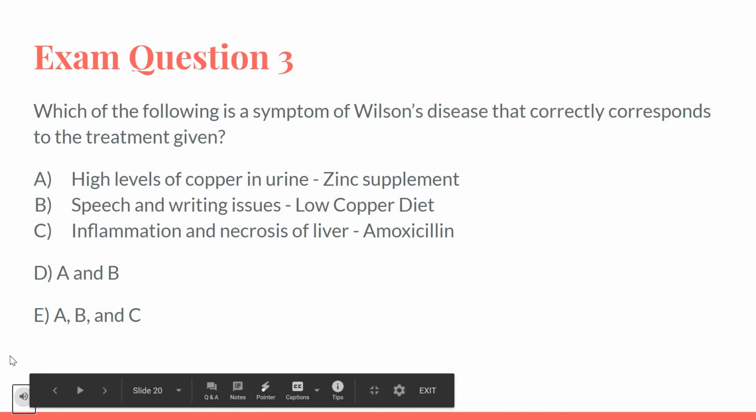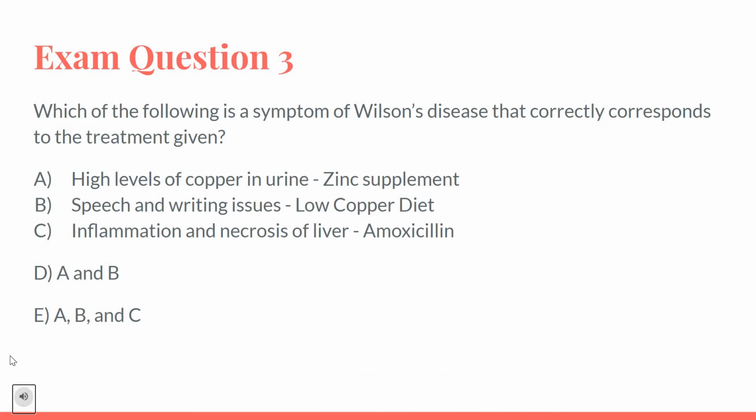The third exam question we have is, which of the following is a symptom of Wilson's disease that correctly corresponds to the treatment given? A is high levels of copper in the urine and a zinc supplement as treatment. B is speech and writing issues, and the treatment is low copper diet. And C is the inflammation and necrosis of the liver, and the treatment is amoxicillin.